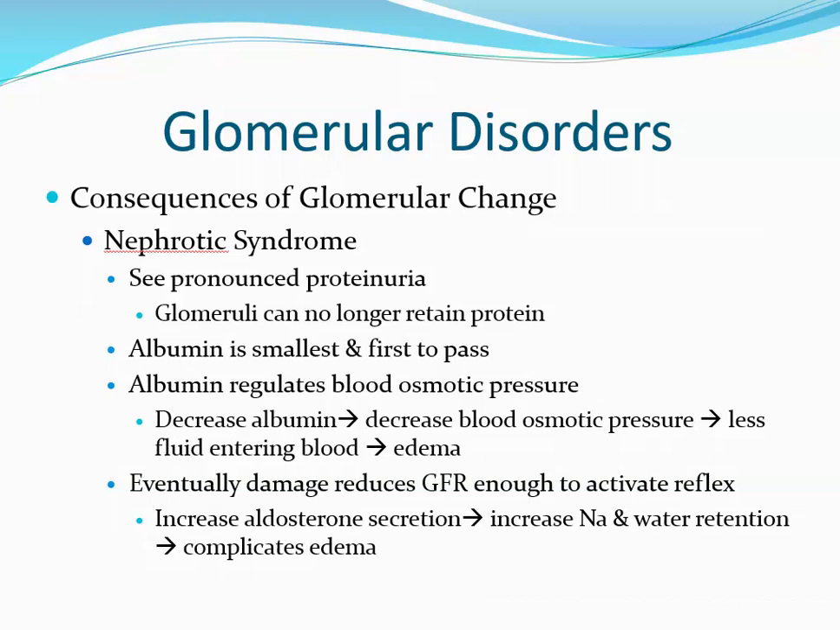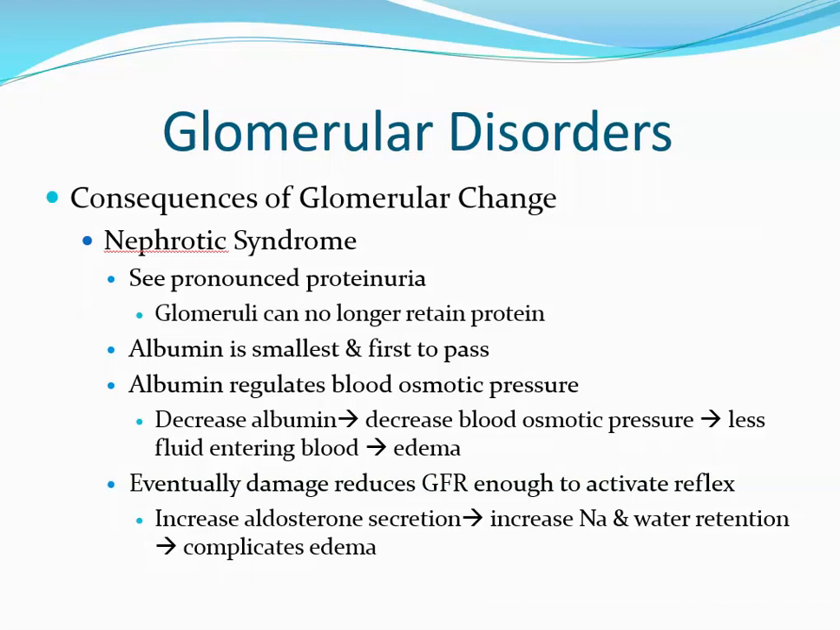What are the consequences of this glomerular damage? What can happen as a result? One condition is nephrotic syndrome. With nephrotic syndrome, you will see pronounced proteinuria because the glomeruli can no longer retain proteins. Albumin is the smallest protein in the plasma and usually the first to be able to pass. However, if you were to look at the size of albumin and the size of the filtration membrane, albumin should be able to be filtered. However, due to charges, it cannot be filtered out of the blood.